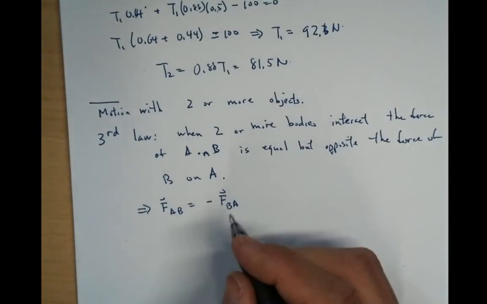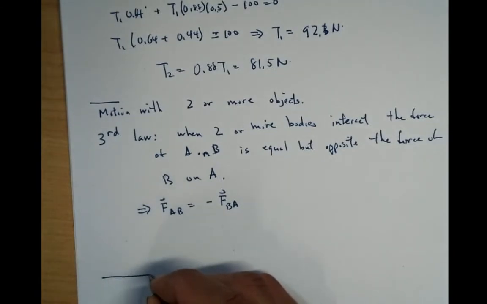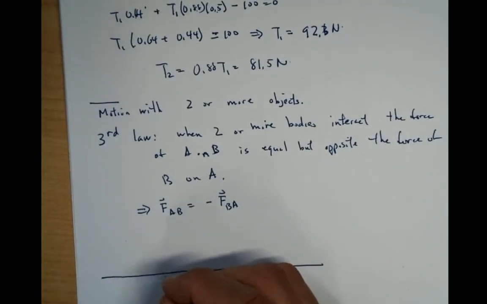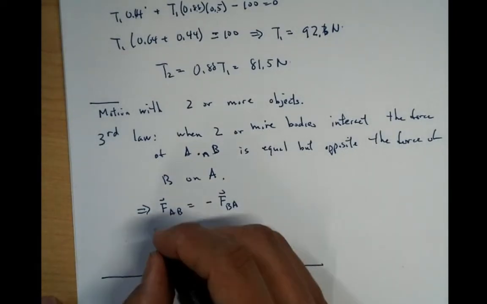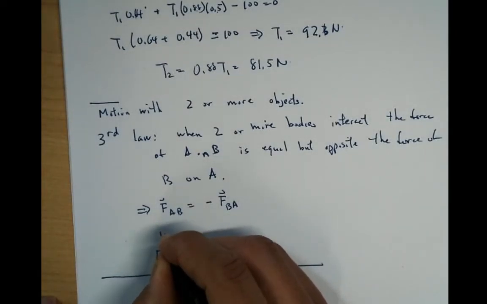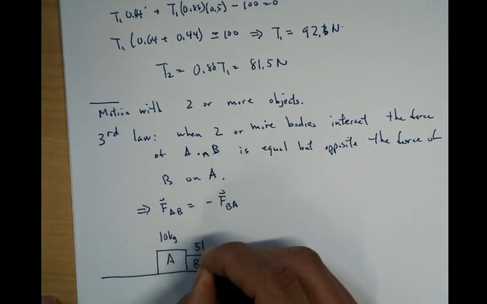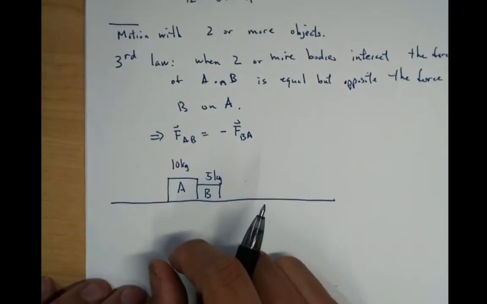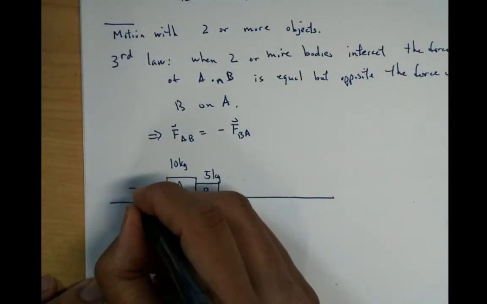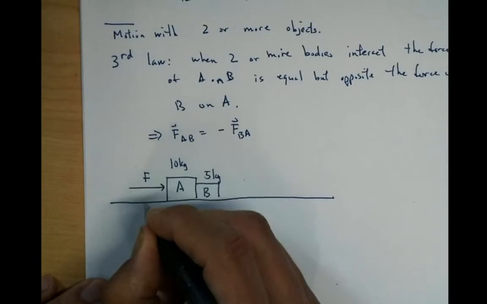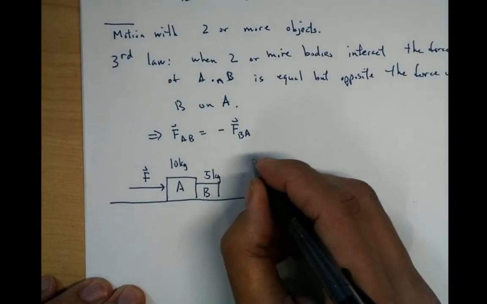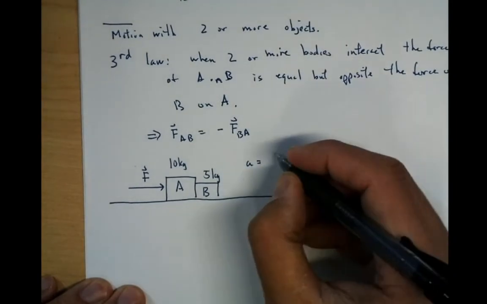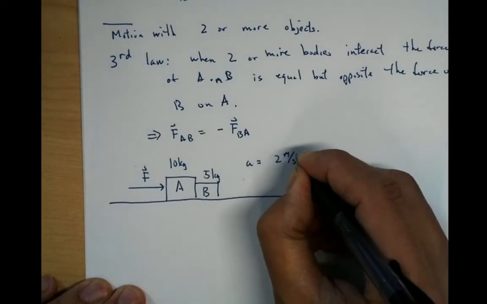Here is an example of that. Suppose I have a track here, a frictionless surface, and I put these two bodies on it. This is body A, this is body B. I'm going to give them masses: this one is 10 kilograms, this one is 5 kilograms. I'm going to apply a force to this, and I don't know what the force is, but I know one thing: the acceleration of the entire system is equal to 2 meters per second squared.